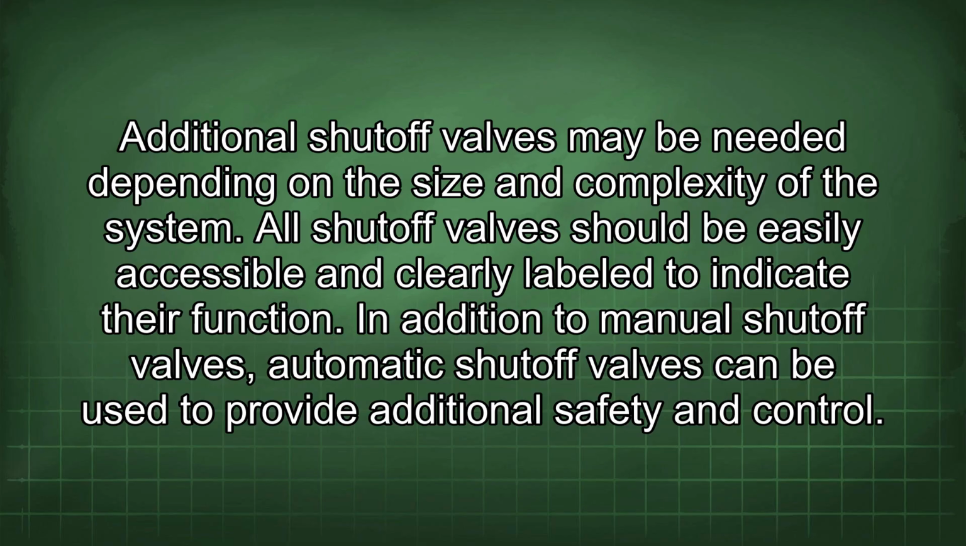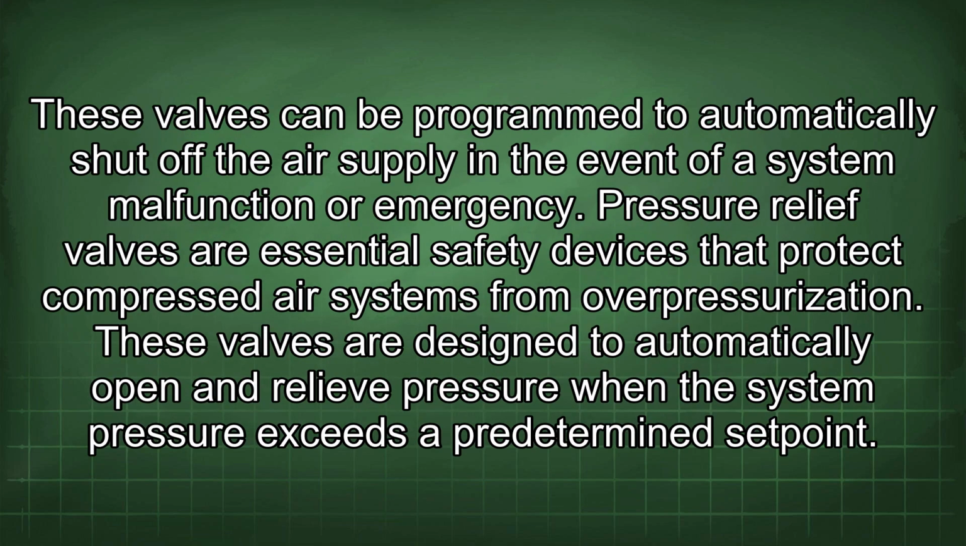Additional shutoff valves may be needed depending on the size and complexity of the system. All shutoff valves should be easily accessible and clearly labeled to indicate their function. In addition to manual shutoff valves, automatic shutoff valves can be used to provide additional safety and control. These valves can be programmed to automatically shut off the air supply in the event of a system malfunction or emergency. Pressure relief valves are essential safety devices that protect compressed air systems from overpressurization.